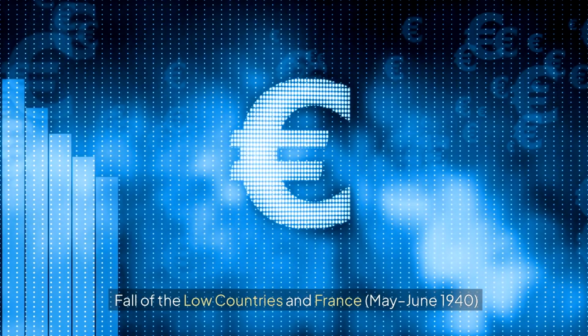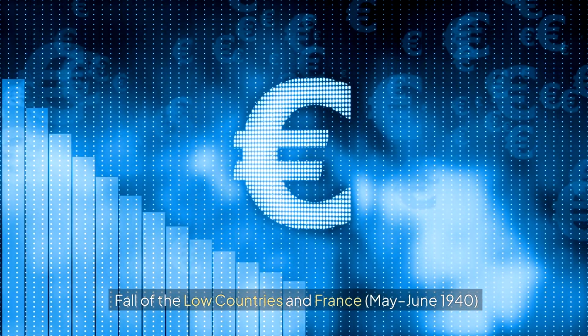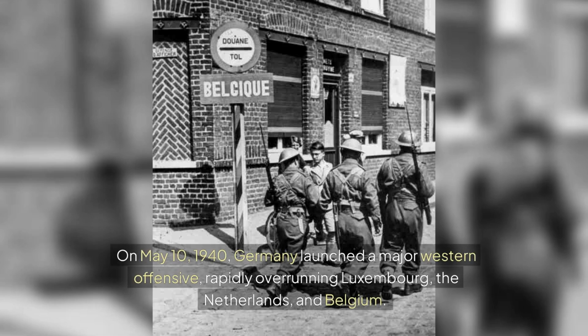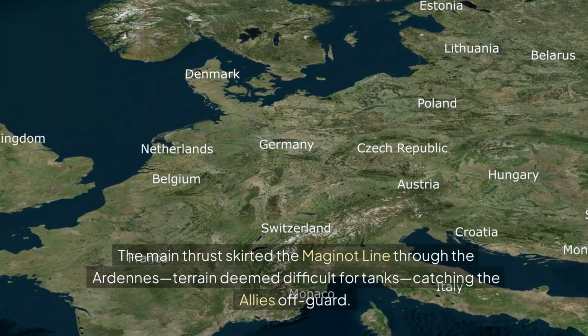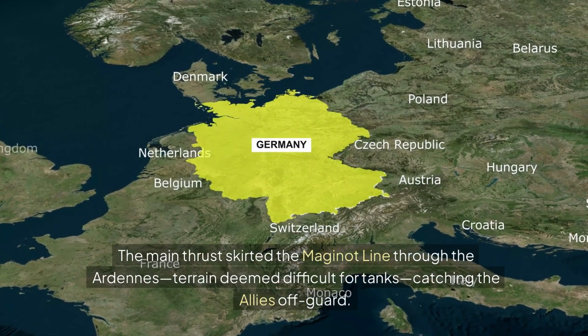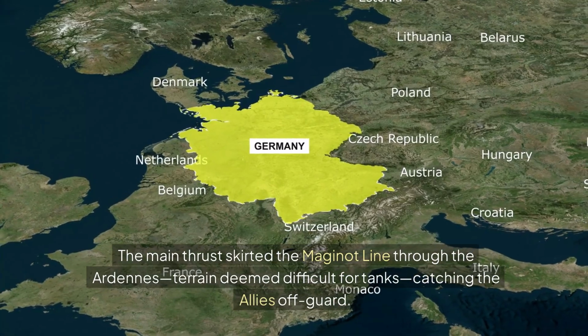Fall of the Low Countries and France, May-June 1940. On May 10, 1940, Germany launched a major Western offensive, rapidly overrunning Luxembourg, the Netherlands, and Belgium. The main thrust skirted the Maginot Line through the Ardennes, terrain deemed difficult for tanks, catching the Allies off guard.